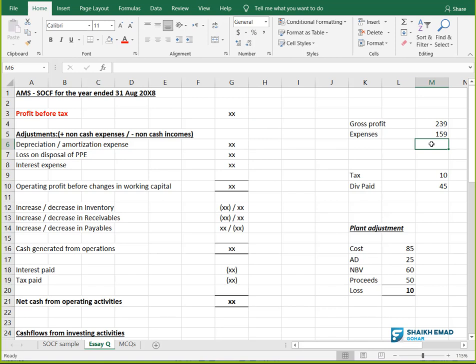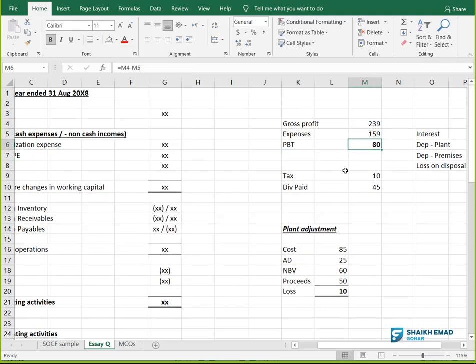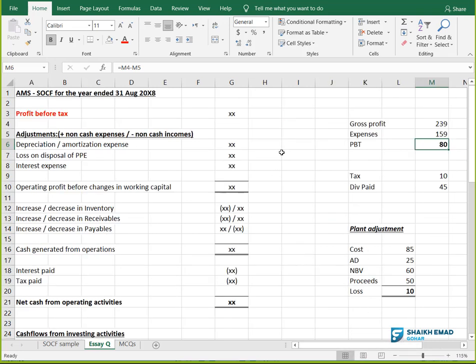Profit before interest and tax? No. Because if you remember, they said interest is also part of this 159. It means whatever figure is coming, that is profit before tax. 80. This 80 I am writing here. This is my starting point. Again, we are working in thousands, remember. Okay, we are working in thousands.